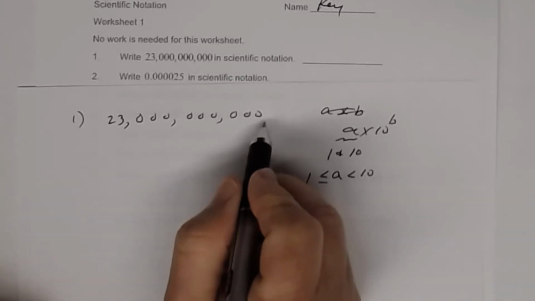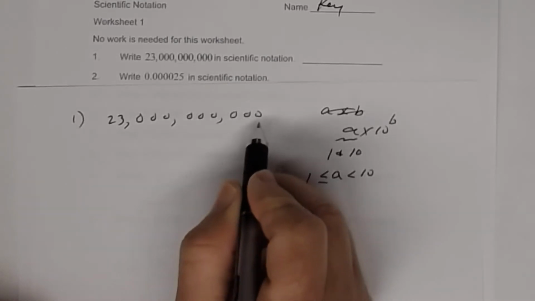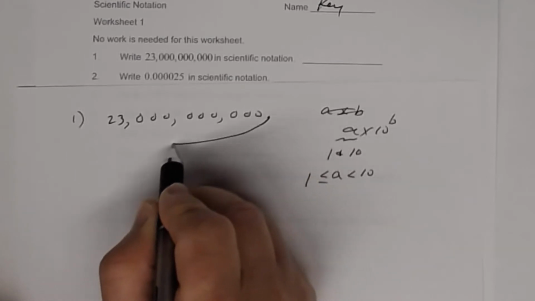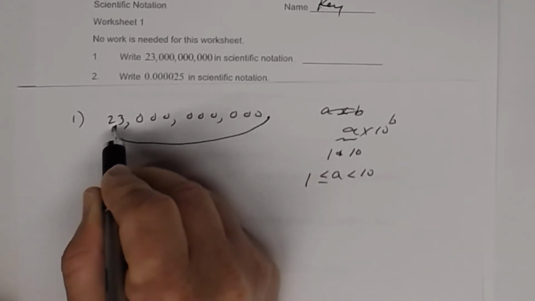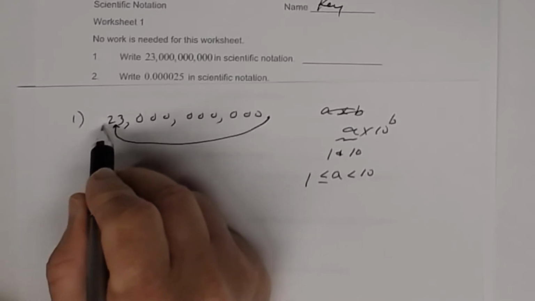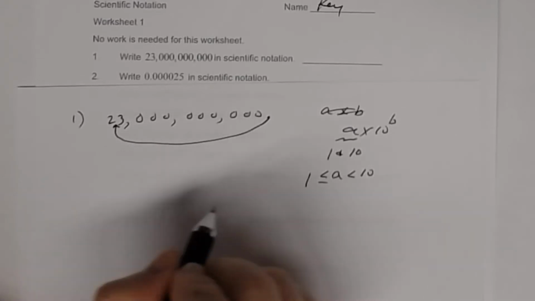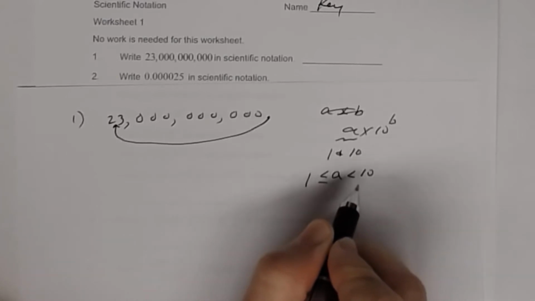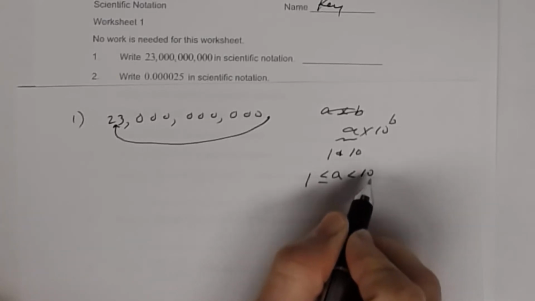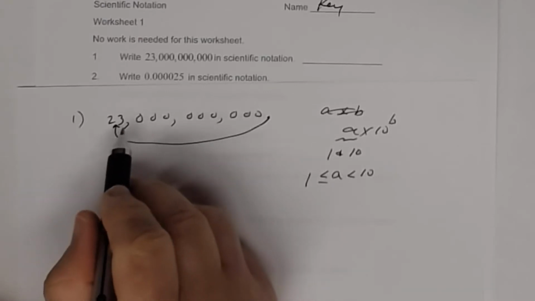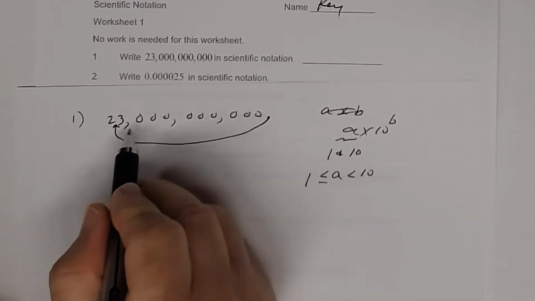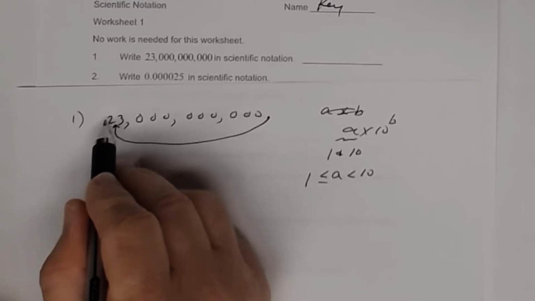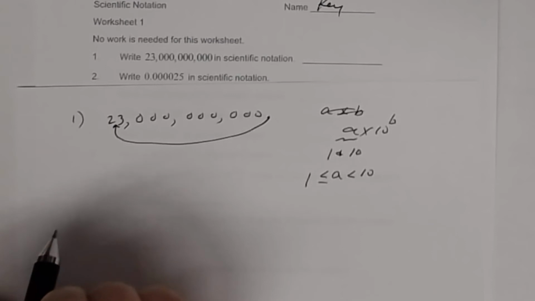Basically, in this whole number the decimal point is understood to be here. What you want to do is move it until the decimal point is between the 2 and the 3, because that's the first non-zero number. That digit must be non-zero, by the way. It has to be between 1 and 10, not including 10, because 10 has two digits. So I put the decimal point between 2 and 3, because now I have only one non-zero number in front of the decimal point.